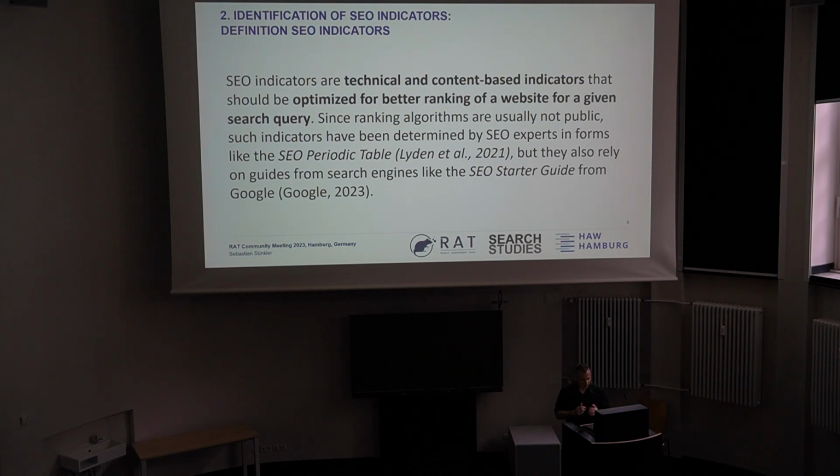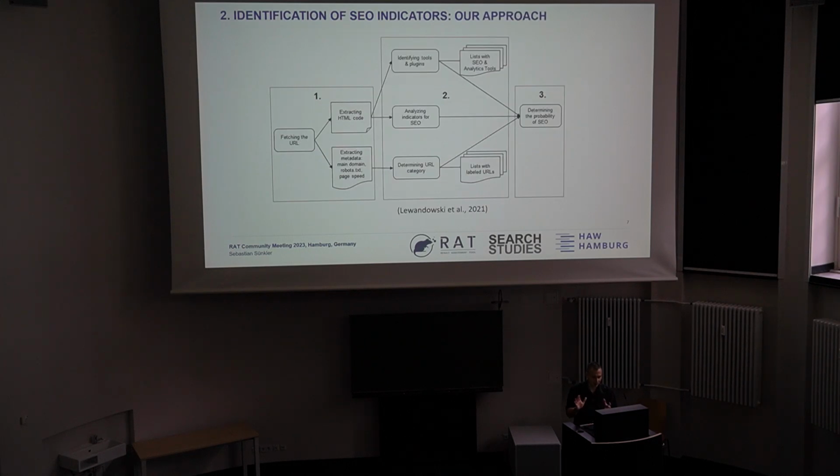Ranking algorithms are usually not public, so you don't know what Google, Microsoft and other search engine providers look at to do their ranking. So SEO experts have found out some SEO indicators you should meet for search engine optimization, and there are also guides provided by Google and the other search engines, so-called SEO starter guides, to give content providers an idea of how to get a good position on a SERP, so how to optimize your content. And our approach to find these indicators and classify the web pages is shown here.